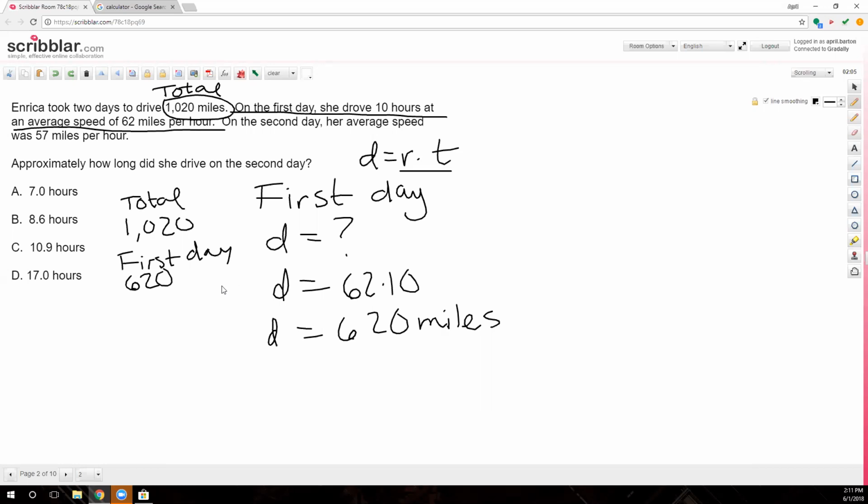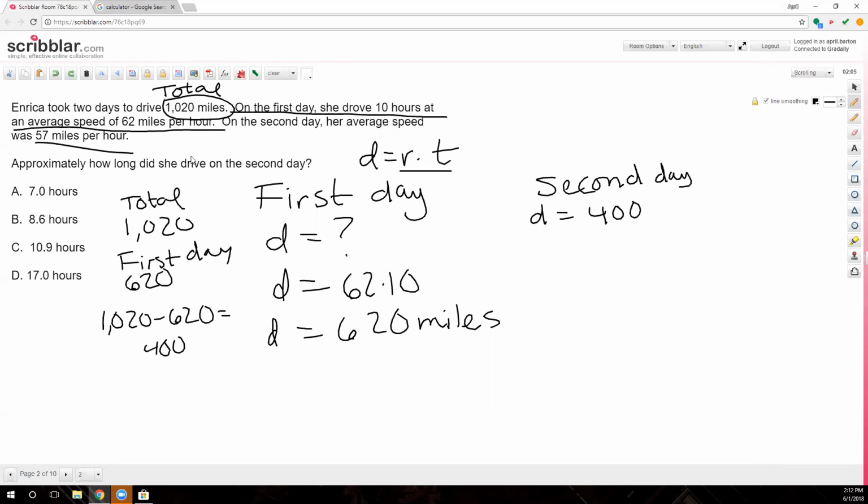Okay, 400 the second day is correct. We find that by doing subtraction. If you have part of something and the total, subtract those two numbers. So now on our second day, we have a distance of 400. We just figured that out. And then they told us a speed of 57 miles per hour.